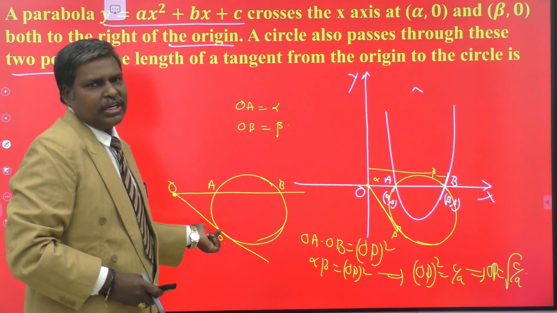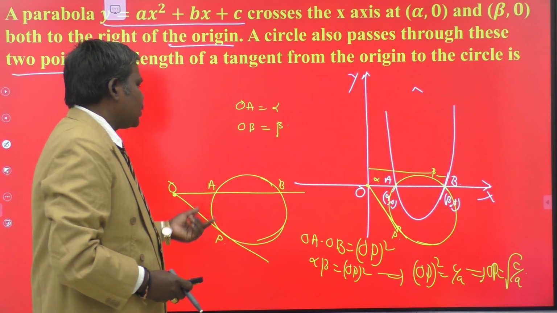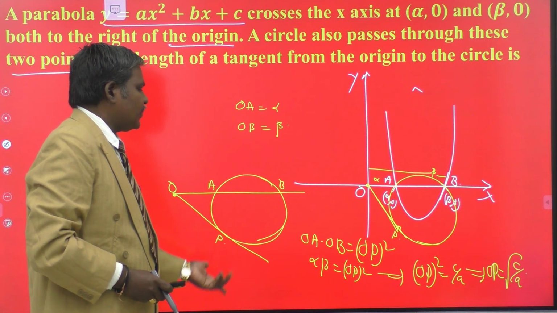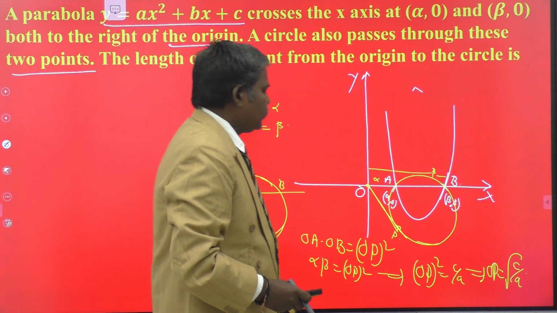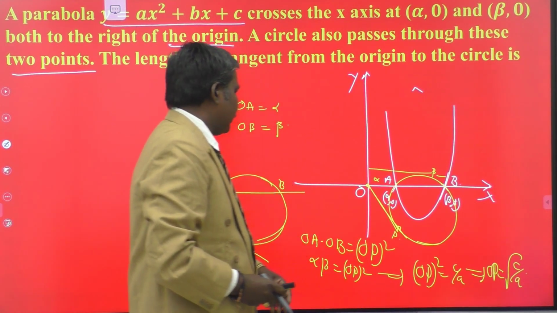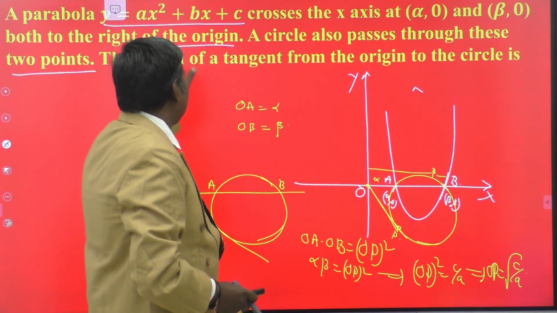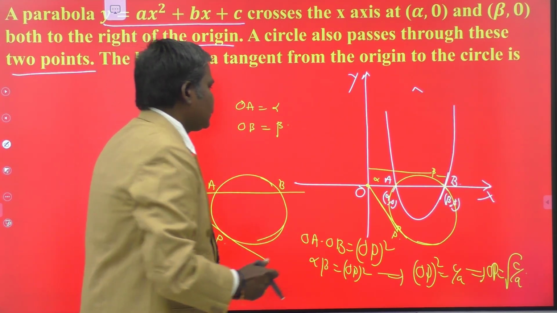If the point is outside the circle, that can be written as root S11 whole square. Root S11 means what? Length of tangent. Length of tangent whole square. Therefore, your required length OP is equal to root of C by A. C by A is obtained by taking the product of the roots from the equation itself. Understand? This is the way.